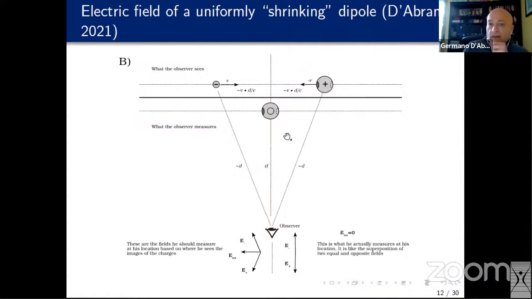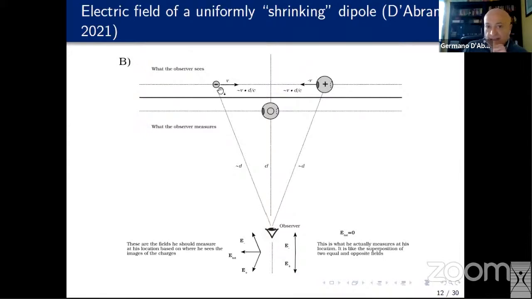We do not need electrical contact and charge neutralization at the interpenetration point. In fact, the cancellation of the total field happens simply because of the superposition of the two equal and opposite fields of the charges. Below the thick central line, the charges are represented one inside the other at the present time, while above the thick central line, the charges are represented where they are still seen by the observer due to the finite speed of light.